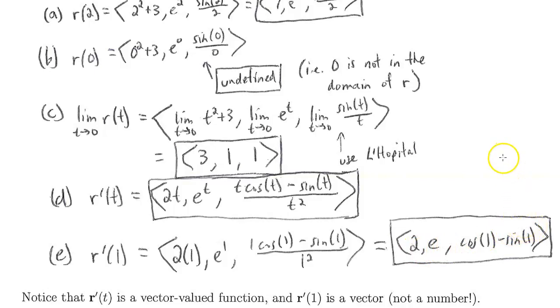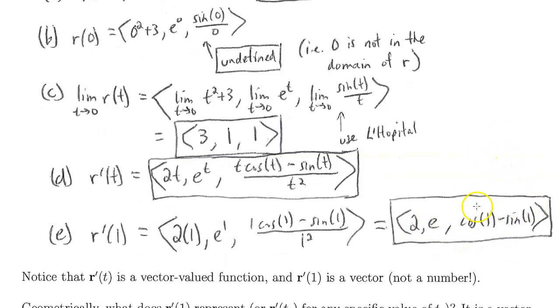Okay, now that's a little bit different for functions. So notice we get a vector, not a number. So for ordinary functions, if f of x is x cubed, the derivative would be 3x squared, but the derivative at 5, right? So f prime of x would be 3x squared, but f prime of 5 would be 3 times 5 squared, so that'd be 3 times 25 is 75. So the derivative at a point of an ordinary function gives you a number, but the derivative at a point of a vector valued function gives you a vector. Okay, so r prime of t is a vector valued function. r prime of 1 is a vector.